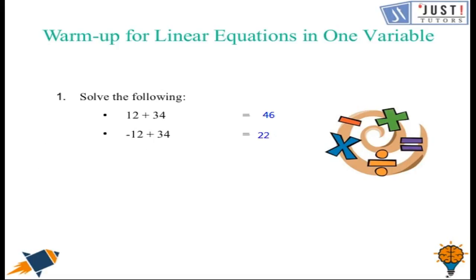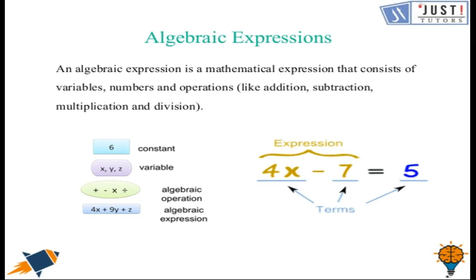Let's start with algebraic expressions. What are these? An algebraic expression is a mathematical expression that consists of variables, numbers, and operations, like addition, subtraction, multiplication, and division. Expressions are made up of terms, and it is to be noted that an expression has no sides or equal to sign, just like having an algebraic equation.